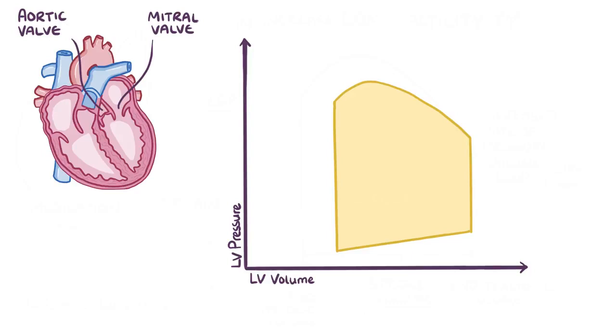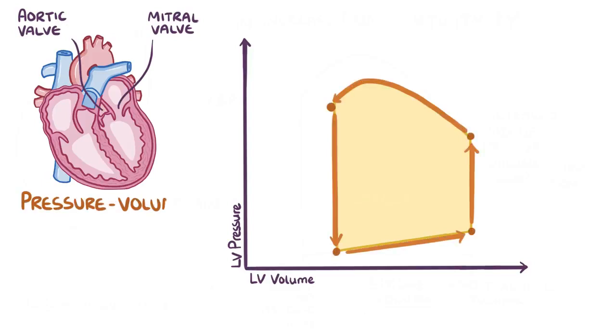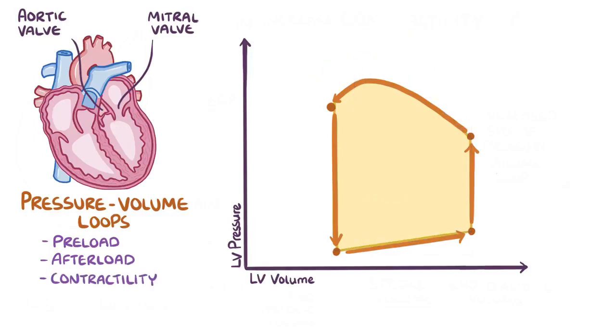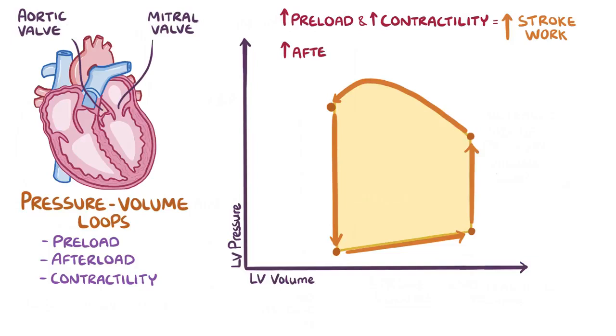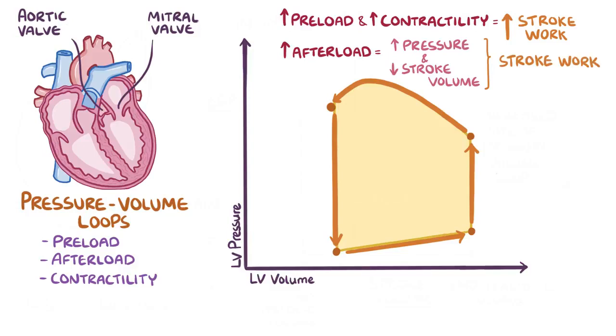Okay, so that was quite a lot of information to take in, but let's just quickly go over the main points. Pressure volume loops can be used to visualise the effect of a changing preload, afterload and contractility. An increase in preload and contractility increases the size of the pressure volume loop, and therefore it increases the stroke work. An increased afterload, though, increases the pressure but decreases the stroke volume, and so that means that stroke work remains relatively stable.